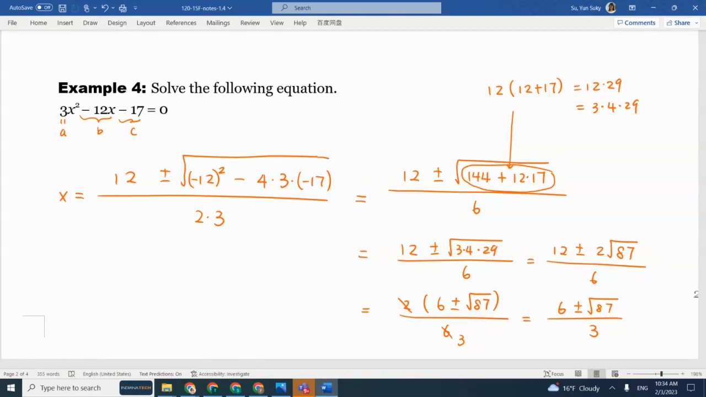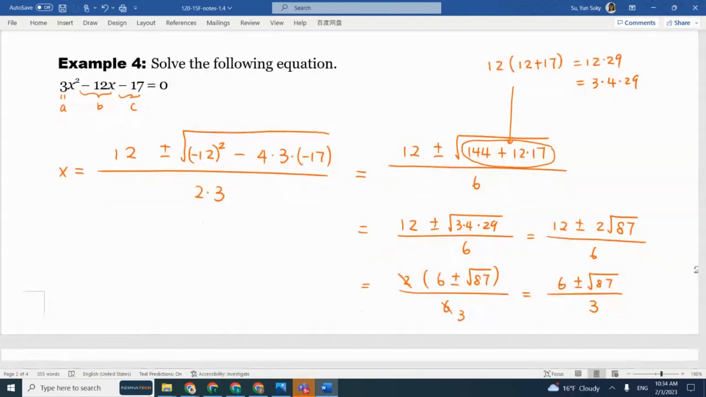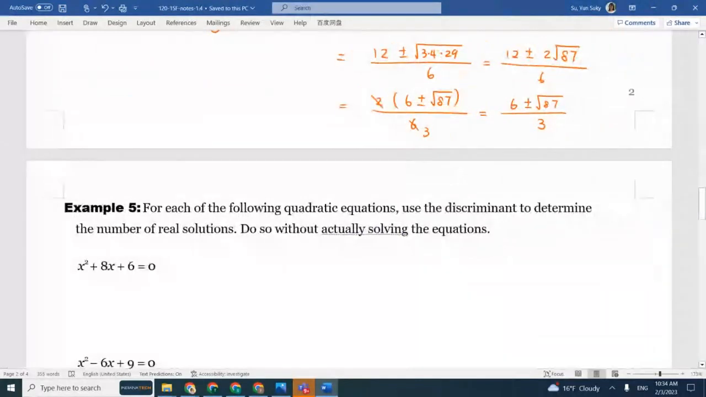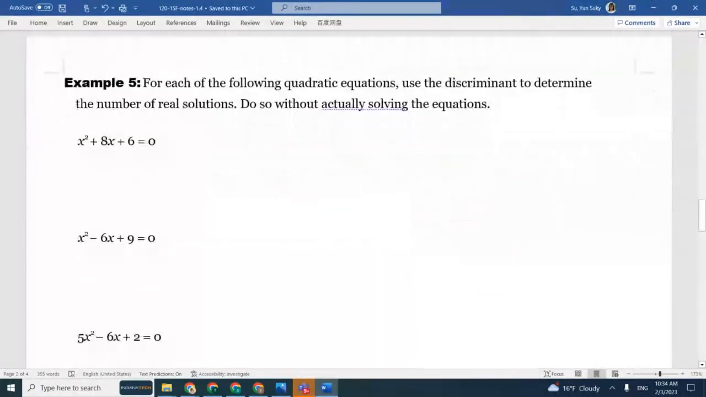So this is the simple one, right? Or if the problem says express your answer with 3 decimal places, then you type this in your calculator and get 3 decimal places. Okay, everybody? Okay, very good. Let's see.